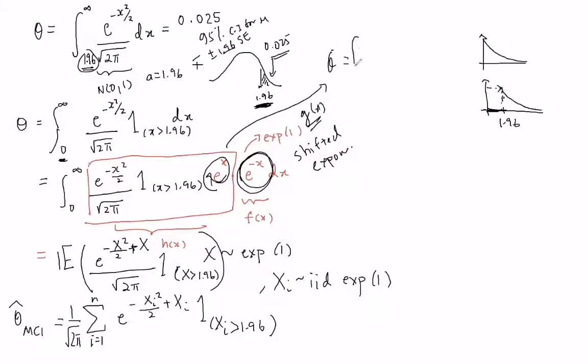So you will write it like this. You just follow here, e to the minus x squared plus x.